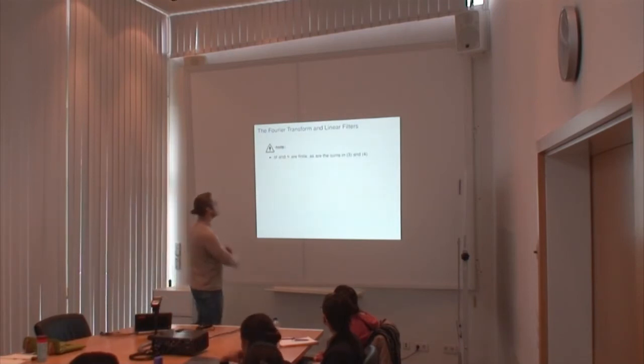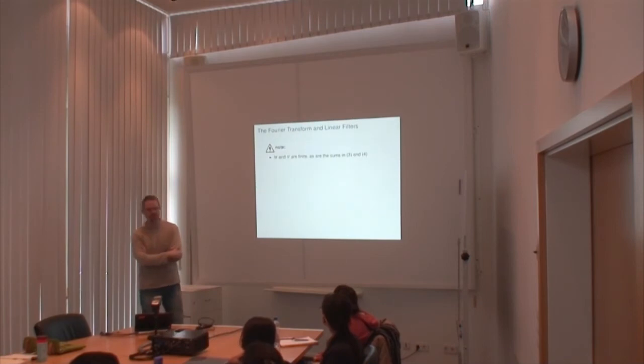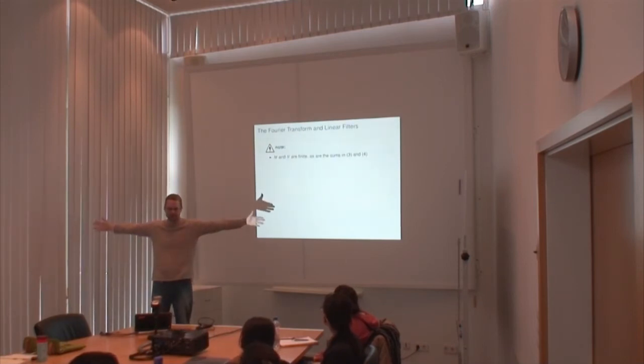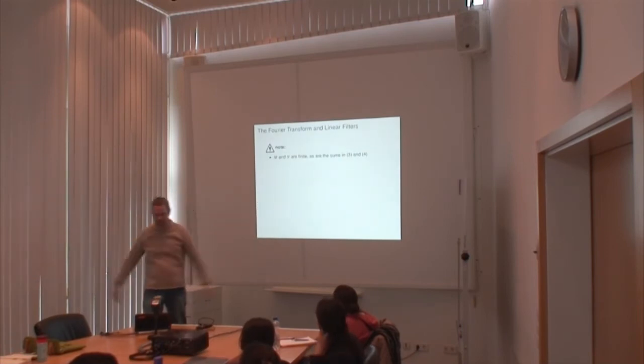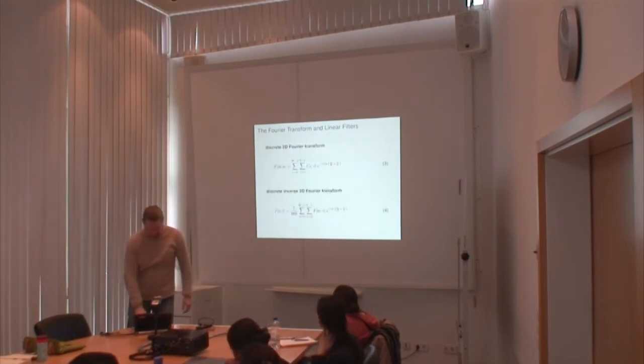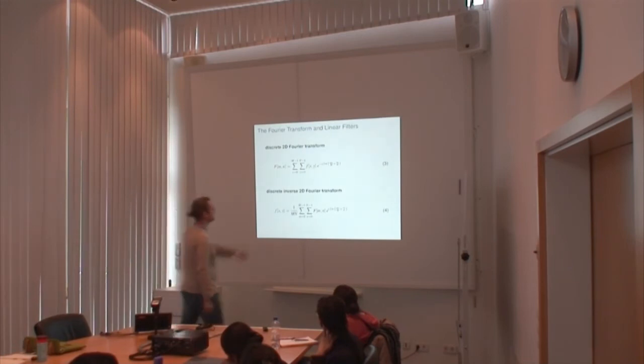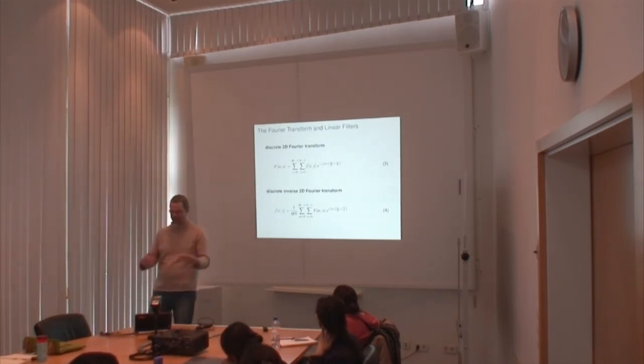Now these m and n are finite. There is no such thing in practice as an infinite image. It just does not exist. We don't have that. And instead of integrals, we have these sums again. And in particular, they are finite.